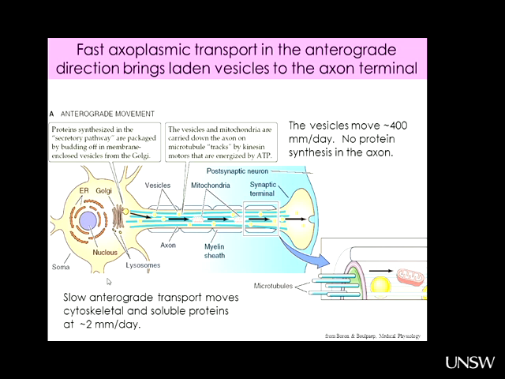There's also a slower anterograde transport which moves the big proteins, cytoskeletal proteins and soluble proteins. The ones that are packaged into vesicles go quite fast using little kinesin motors. The ones that are free travel much slower, 2 millimetres a day. So to travel a metre down to my fingers takes a couple of months for those things to get there.